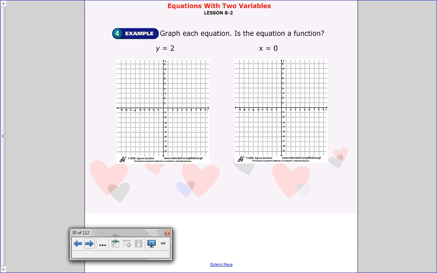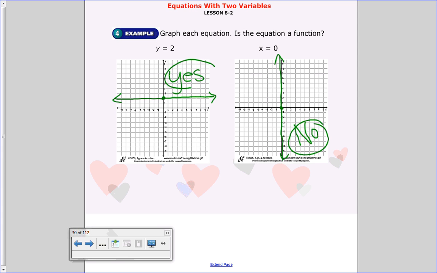All right, let's check this. Well, I have y equals 2, meaning on the y-axis, I find 2, so it's going to go like that. And yes, it is a function because it is a horizontal line. Now here I have x equals 0. So on the x-axis I find 0. And this is going to go up and down because it's x equals. So it's a vertical line. And because it's vertical, it is not a function. There we go.